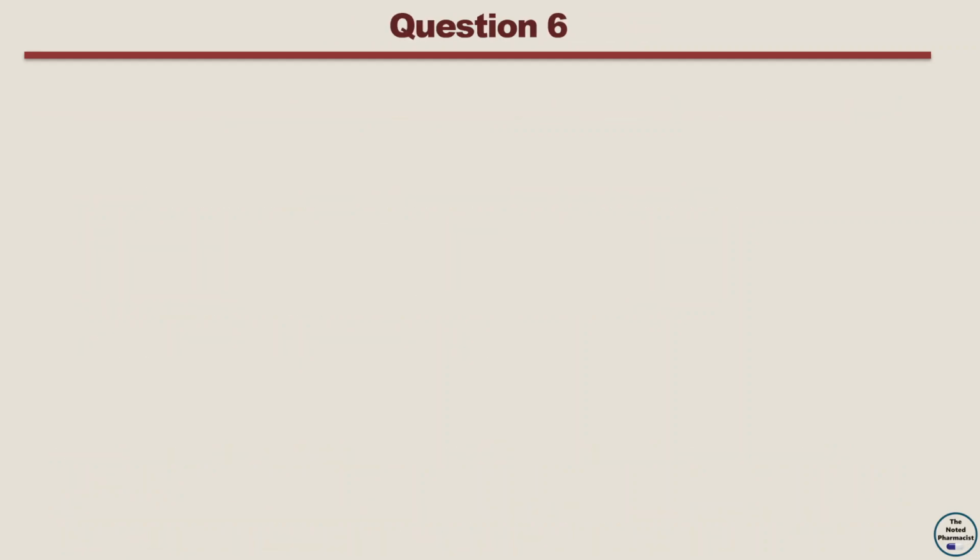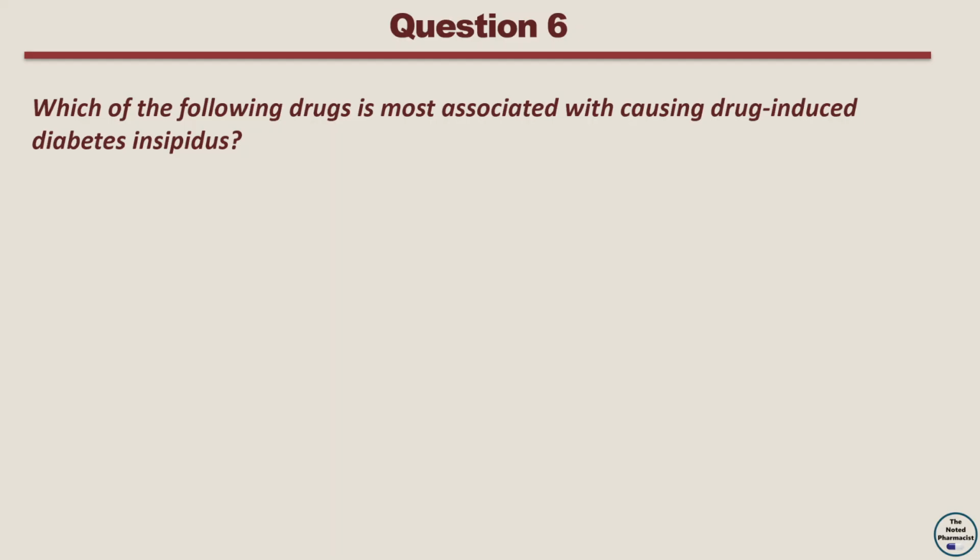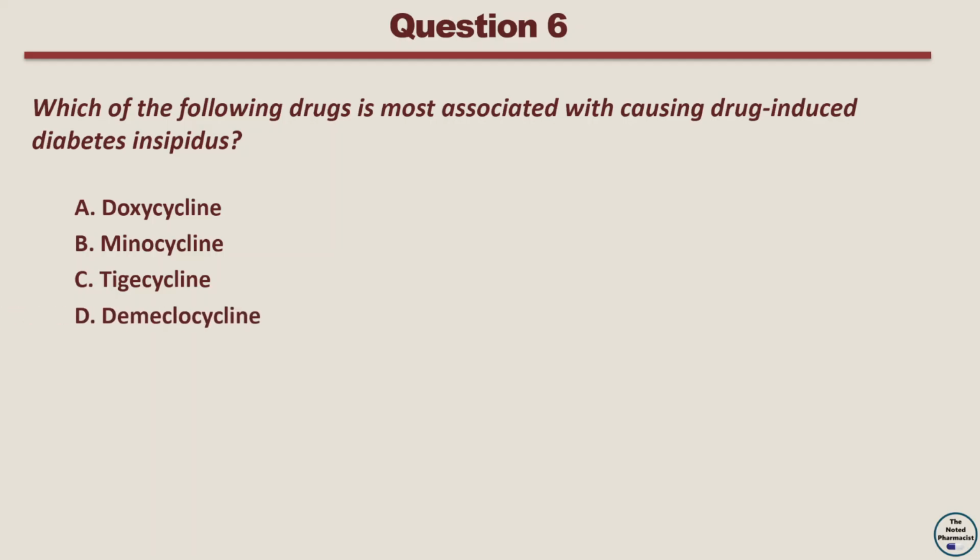Question 6. Which of the following drugs is most associated with causing drug-induced diabetes insipidus? Option A, doxycycline. Option B, minocycline. Option C, tigecycline. Option D, demeclocycline. Option E, tetracycline.